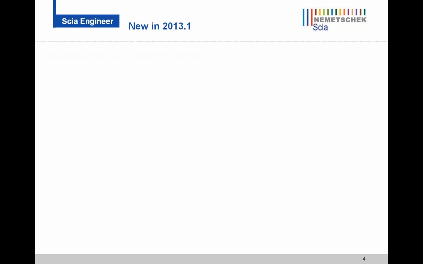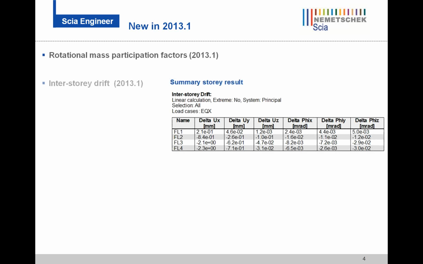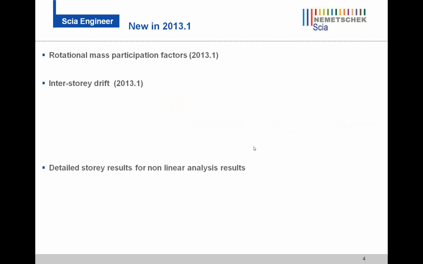What is new in 13.1? Well, in 13.1 we introduce rotational mass participation factors. We will introduce also interstorey drifts, which you can see in the preview or in your engineering report. We will also have more detailed story results for nonlinear analysis results. And it's not quite finished yet. We are still working on it, but it will be released in the first patch of 13.1, which is modal filtering and rotational modal masses.